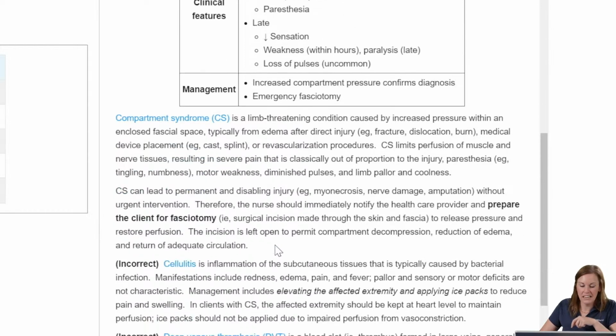For our wrong answers, cellulitis is more of an infectious situation. We didn't have any signs of infection when we were looking at our vital signs, or really in our scenario. There wasn't anything screaming infection at any incision sites. So cellulitis was a pretty good distractor. It has a lot of the same manifestations, like swelling, redness, and warmth. But again, what was happening wasn't infectious with our client.